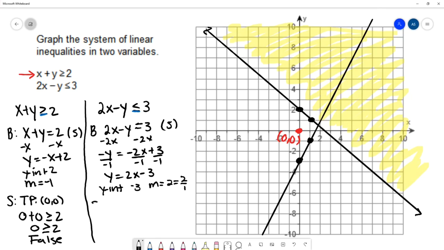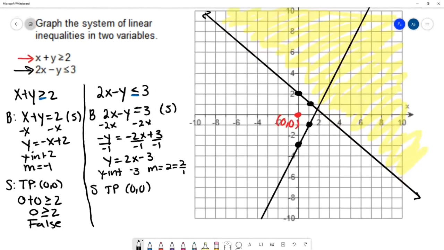And now we need to figure out the shading. We're going to pick a test point. We can pick 0, 0 again and substitute it into our original inequality. So when we do that, we would have 2 times 0 minus 0 is less than or equal to 3. That's 0 is less than or equal to 3, and that is a true statement.